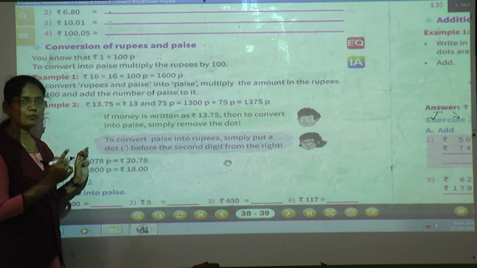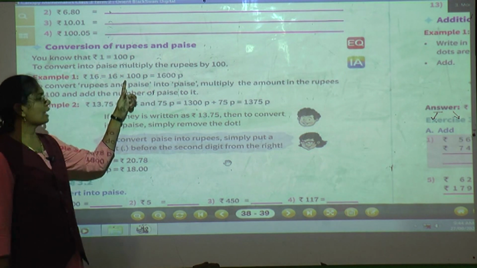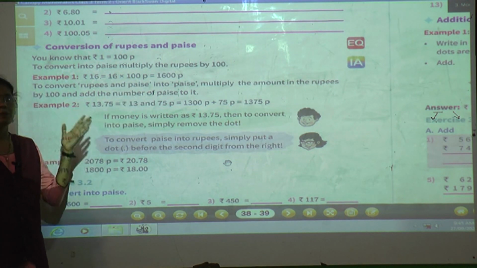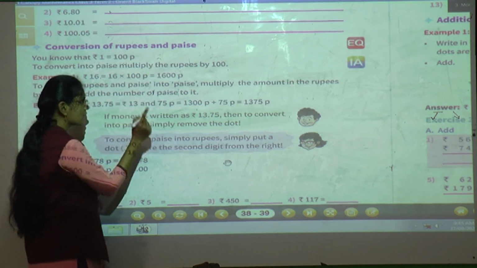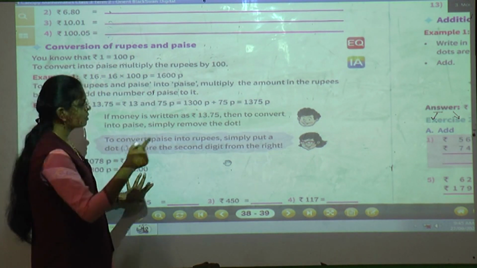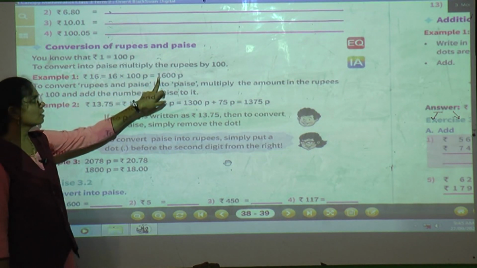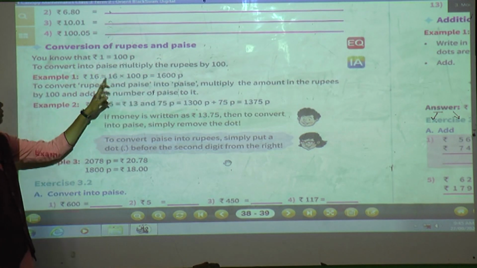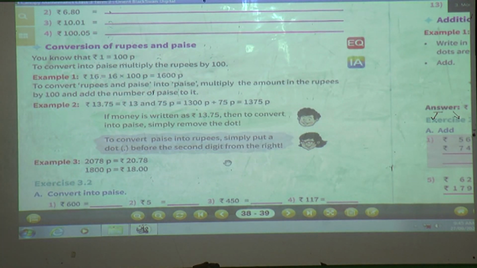Now, while teaching the multiplication lesson, I told you that if we have to multiply any number by 100, then write the number as it is and just give two zeros to the right side of the number. Here 16 is there, so write 16 as it is and add two zeros. So 16 into 100 is equal to 1600. So 16 rupees means 1600 paise.